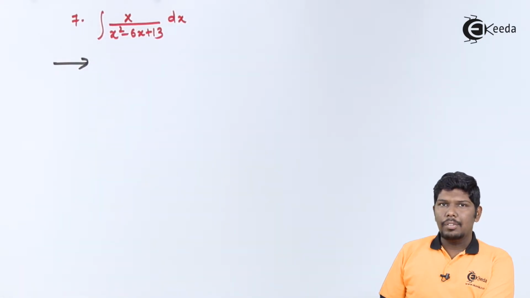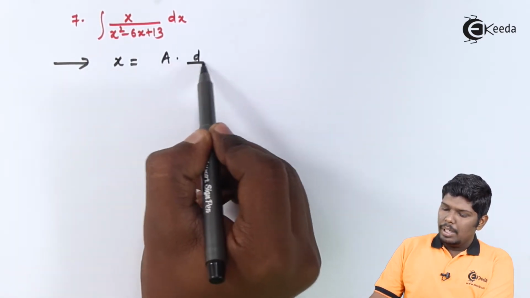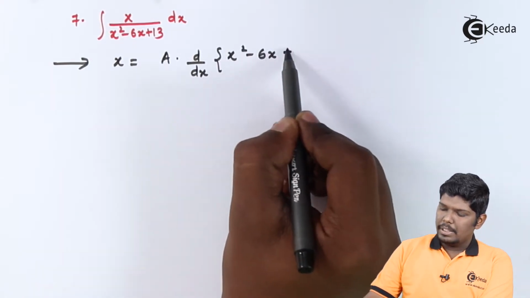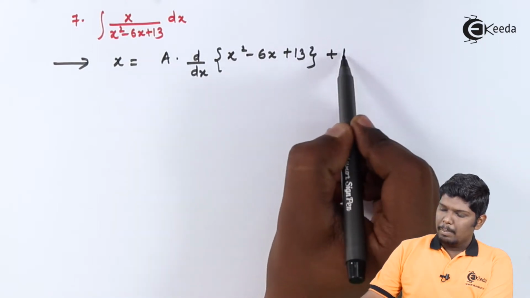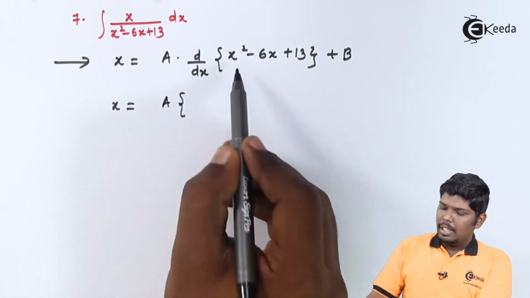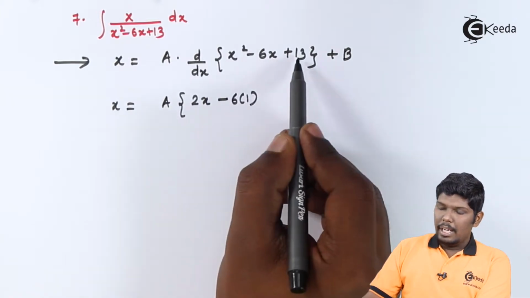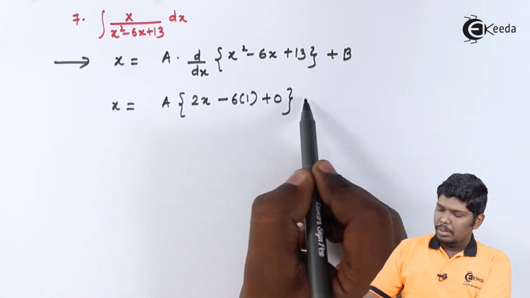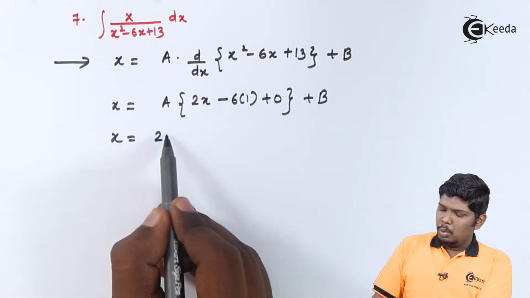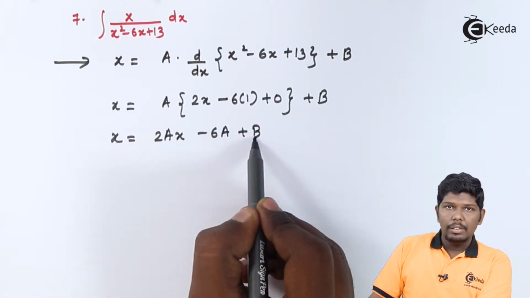Therefore, we can directly start with the first step as substituting x as a into d by dx of x square minus 6x plus 13, plus b. Therefore, x is equal to a, derivative of x square is 2x, derivative of x is 1 and derivative of 13 will be 0, plus b. That will give you a into 2x is 2ax minus 6 into a is minus 6a plus b.